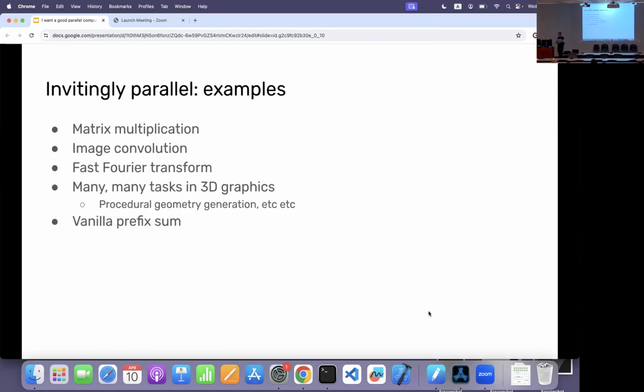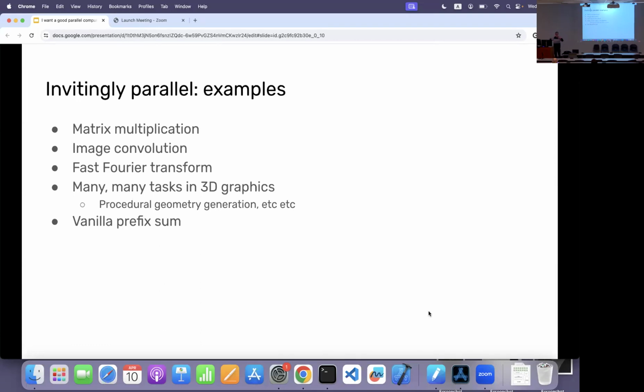So in this middle category, invitingly parallel, there's a lot of examples that come to mind, and some of which are extremely important. Matrix multiplication, obviously. Image convolution is very similar to matrix multiplication. In both cases, you're just doing dot products. Fast Fourier transform, a little bit more complex structure. It has that logarithmic-like chart. And there's a lot of tasks in 3D graphics that fall into this invitingly parallel category.